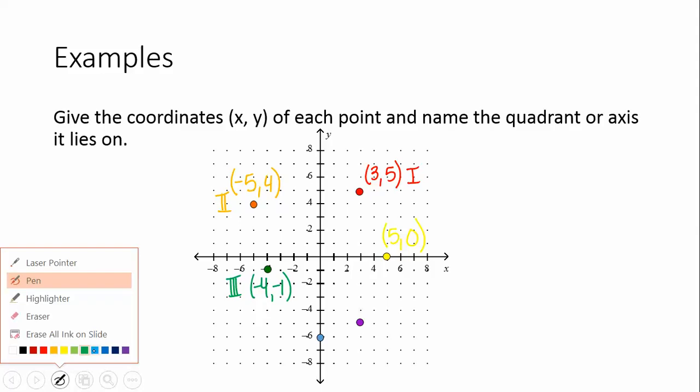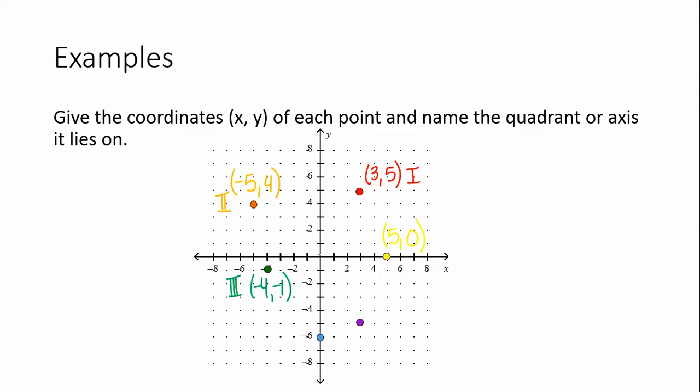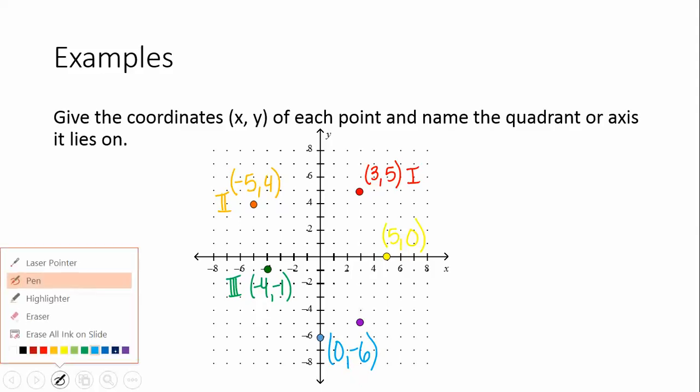If we look at the blue point next, remember you move in the x direction first, and we actually don't go anywhere left or right. We just go down 6. So we move no units in the x direction and down 6 on the y-axis. Again, we are actually on one of the axes, so there is no quadrant to be named here.